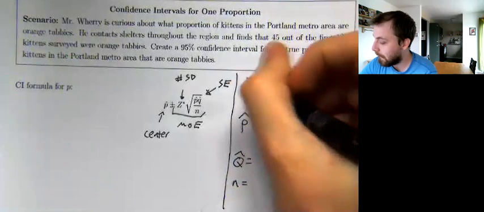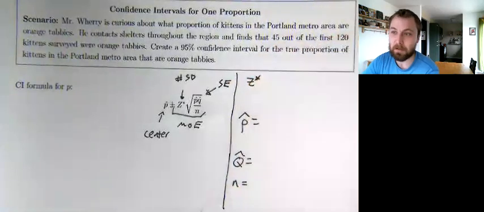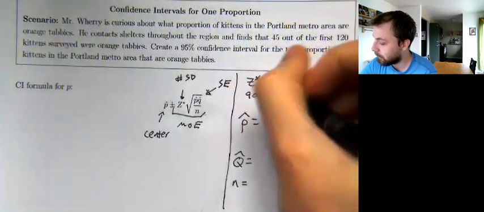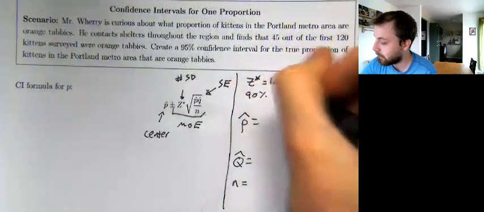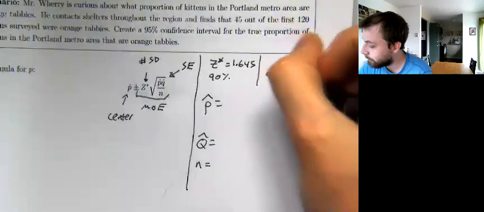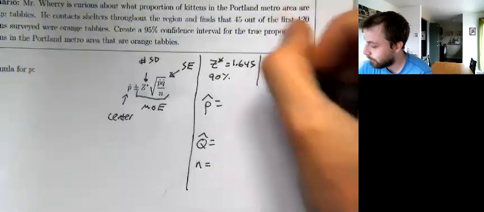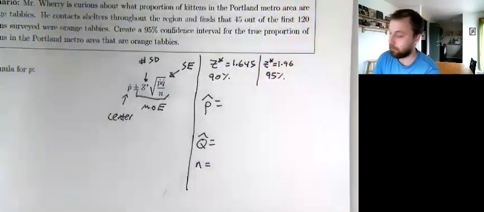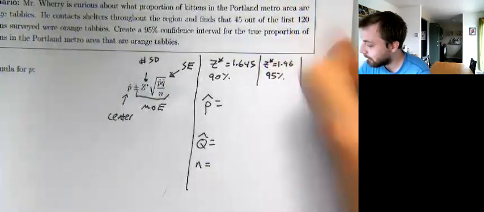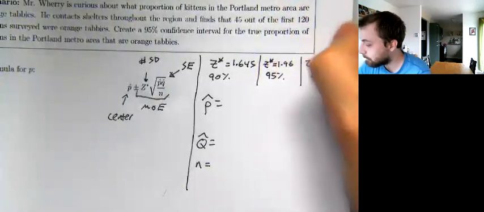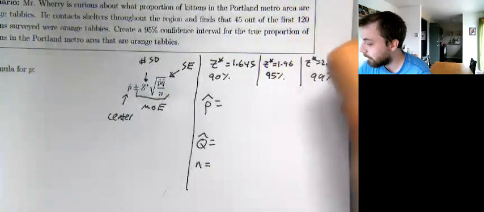I'm going to give you a critical value for a couple different confidence levels here. So if we wanted to be 90% confident, I'm going to use a critical value of 1.645. These are really common values, they show up a lot. If I want to be 95% confident, I need to go 1.96 standard deviations out. And if I want to be 99% confident, my critical value for that is 2.576.